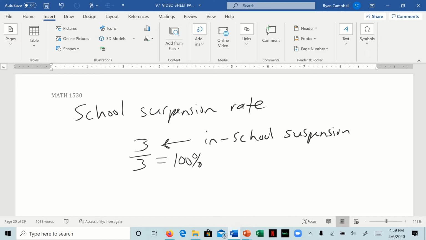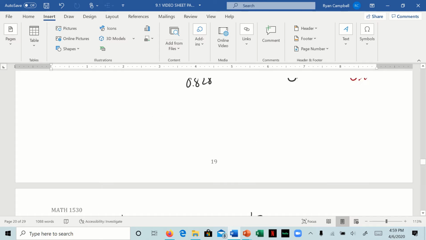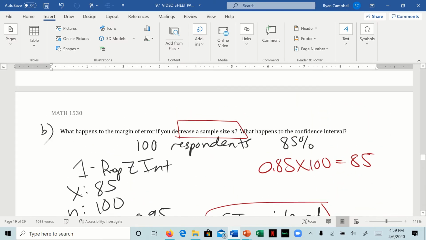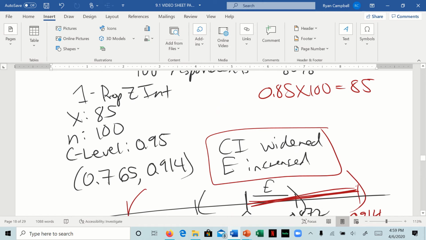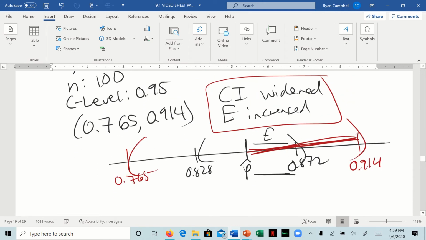Well, no, of course not. You only talked to 3 people. That's too small of a sample. So we need to have a big enough sample. The more people you have in your sample, the more confident you can be that it is closer to the population, right? To the point where when you actually just ask everybody, you'd be 100% confident.